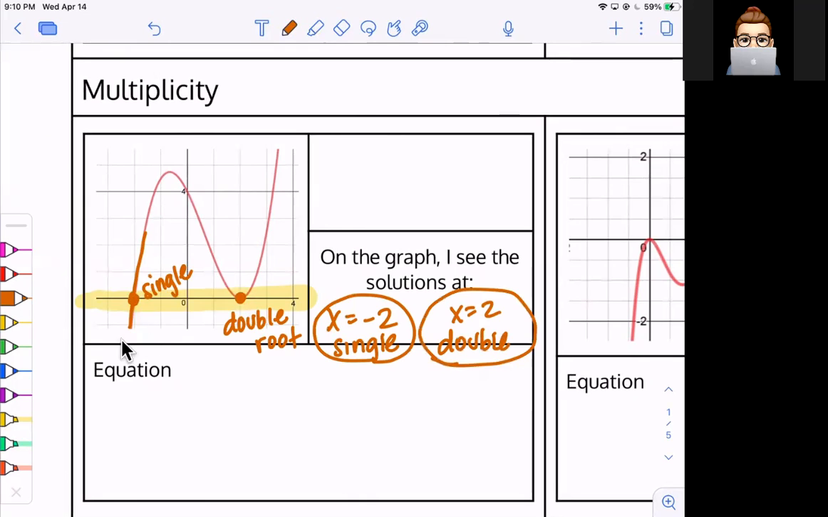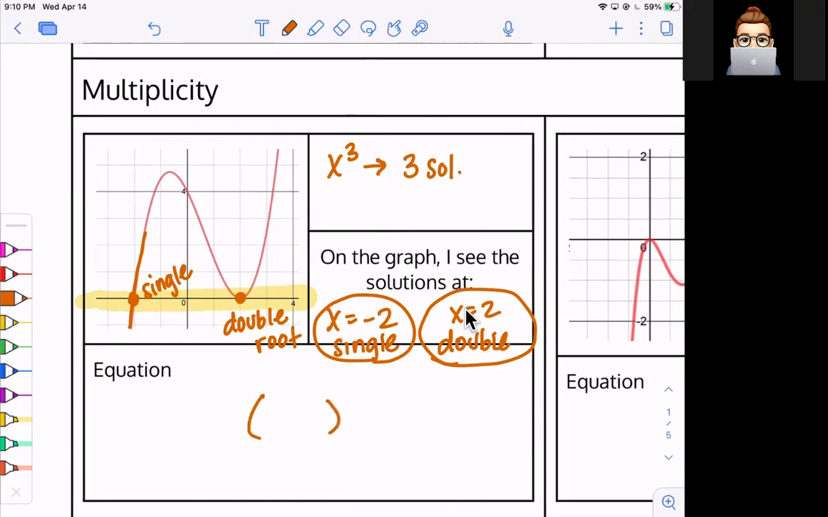This is good because I know that this is x to the third power, right? Look at the shape of it. It looks like a cubic, right? So I know this is x to the third power, so it needs to have 3 solutions, right? 3 solutions. So when I write my equation, I need to account for the double. And this is how we do it.